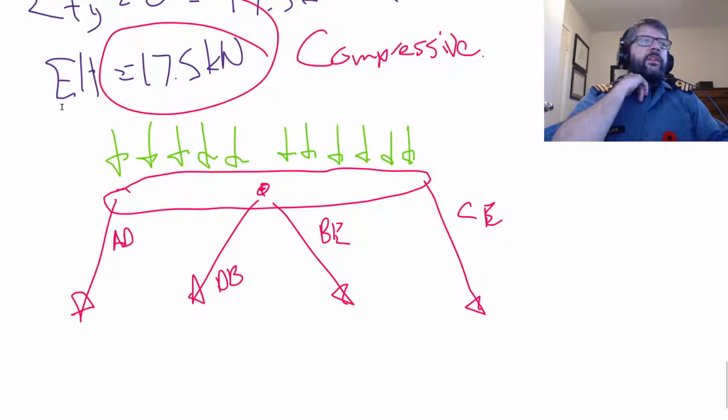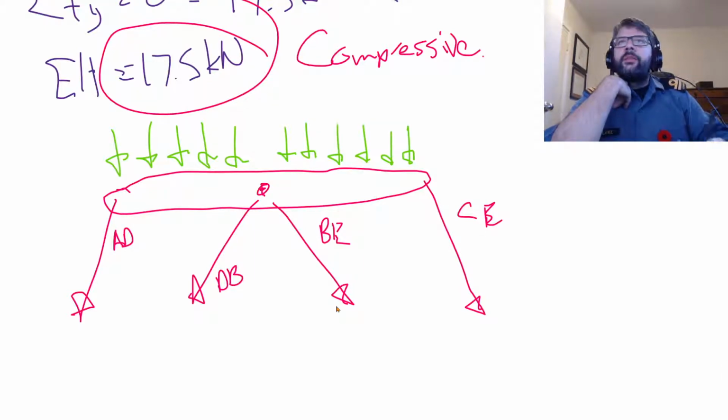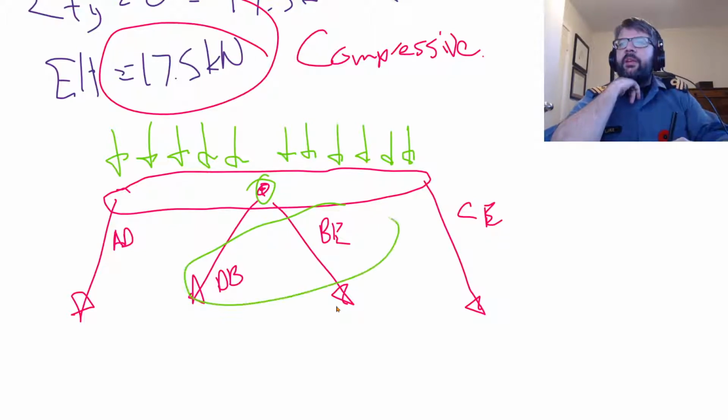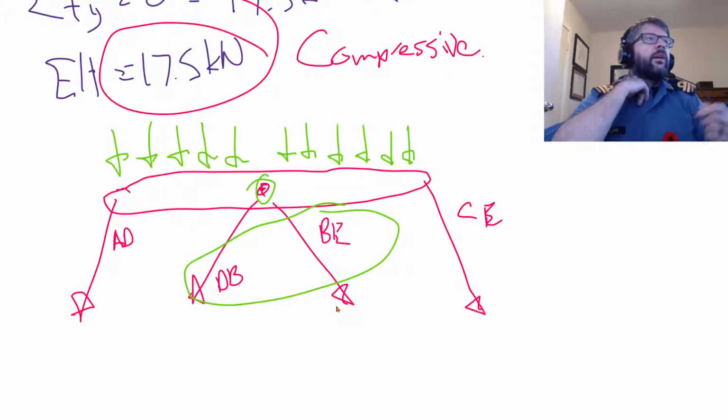So if we look at this thing and we just take a moment about this point in the center here, everything on the top is symmetrical, DB and BE don't show up in the equation, and AD and CE are also symmetrical.